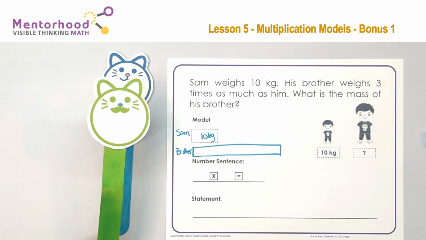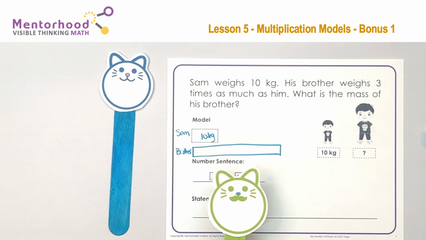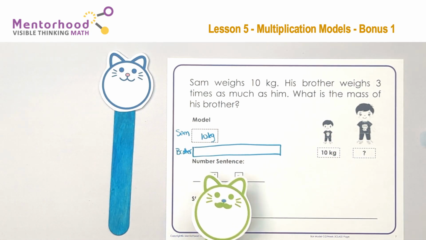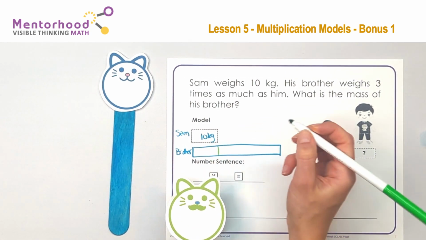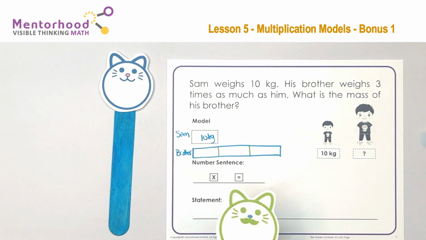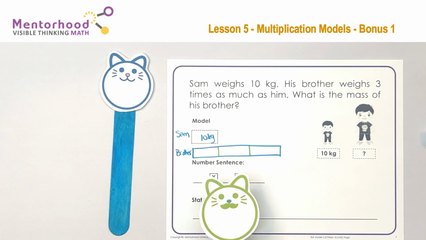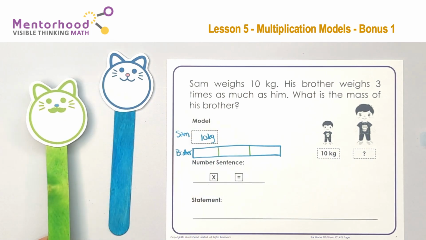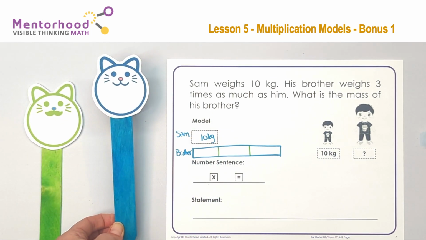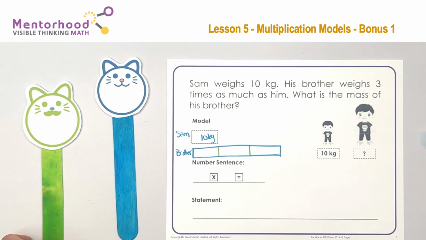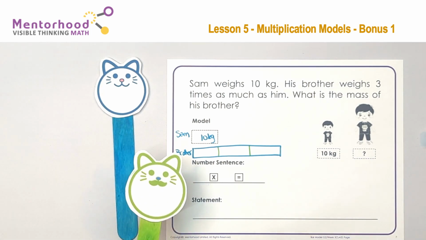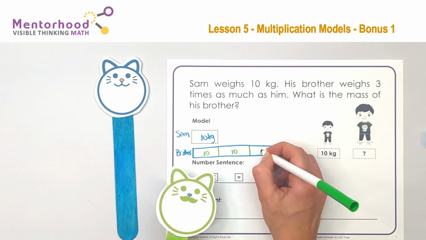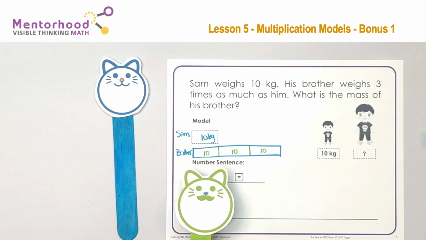And his brother weighs, let's see, 3 times as much, so it's going to be the same as 3 of these boxes. So let's draw the lines in there to make it like we've got thirds of the box. And each segment, Matthew, how big is each segment going to be? 10, Dad, the same as Sam. That's right, it's like we've got 3 of Sam's weight. 10, 10, and 10.